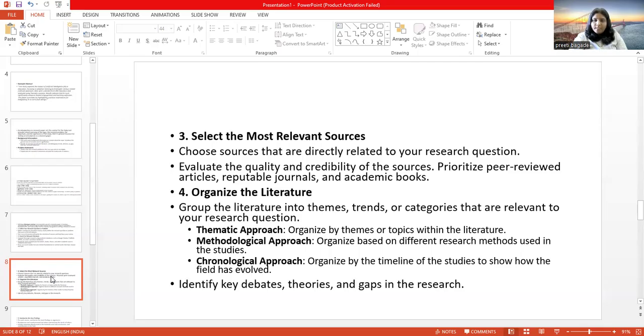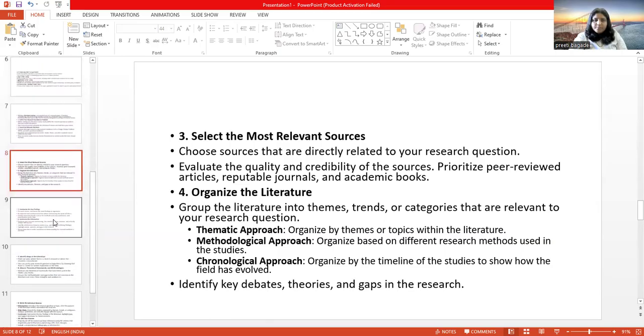Fourth is organize the literature. Group the literature into themes, trends, or categories that are relevant to your research question. Thematic approach: organize the themes or topics within the literature. Again, methodological approach: organize based on the different research methods used in the studies. Then chronological approach: organize by the timeline of the studies to show how the field has evolved. You have to identify key debates, theories, and gaps in the research.